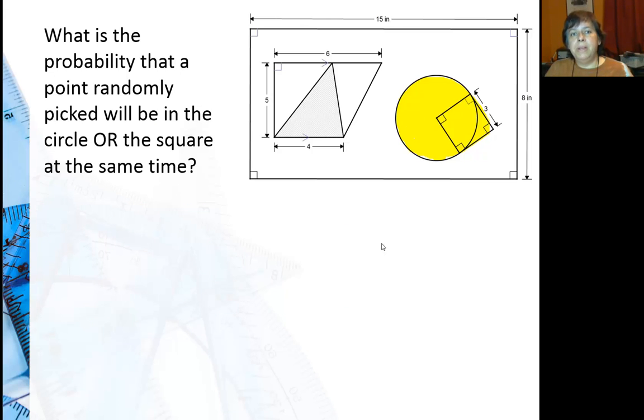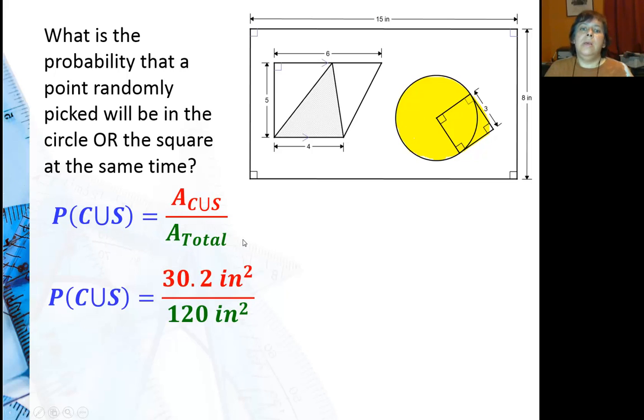So what's the probability that a point randomly picked is going to be in the circle or the square? Well, that's going to be this union of pieces here. So I'm going to find that area over the total. Well, we just calculated that it's 30.2 over 120 inches squared. So when I divide that, I get 25 hundredths, 0.25. And that makes sense that this probability would actually be bigger than either the probability of a circle or probability of a square, because the union, the or, is putting everything together.